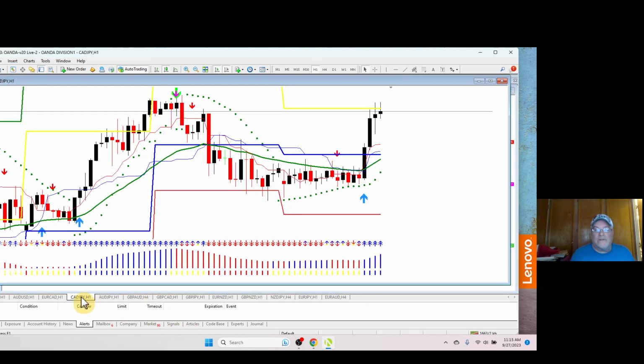Let's see if the CAD yen took out that high. No, it didn't. So that high is 110.63. And the high of these candles, come on, give me my number. Okay, that's 110.67, almost 68. That must have been 60.